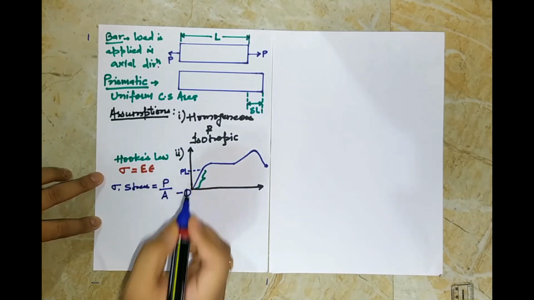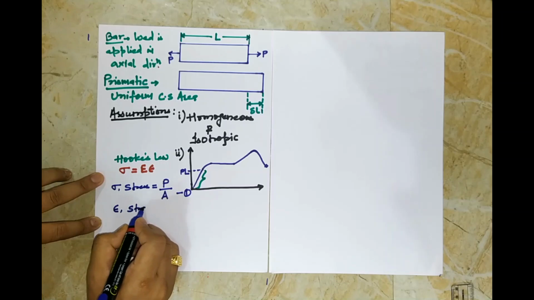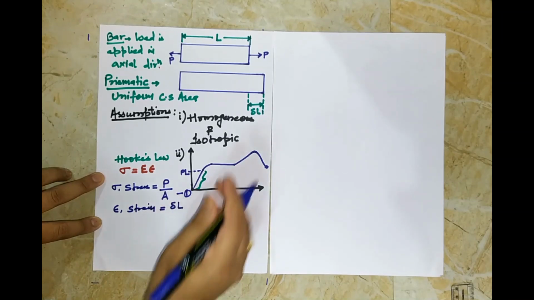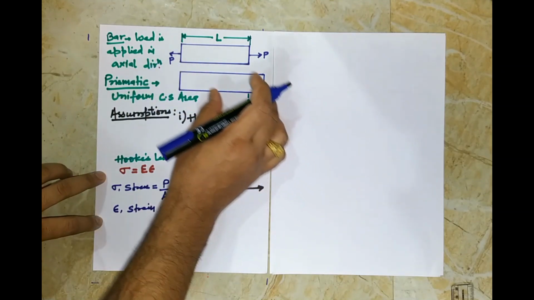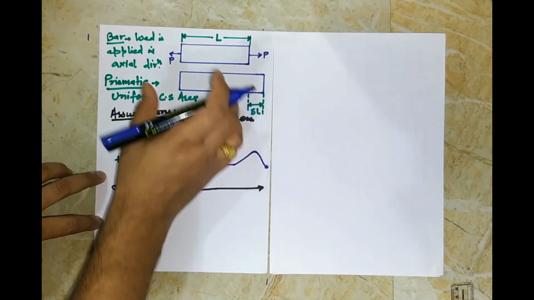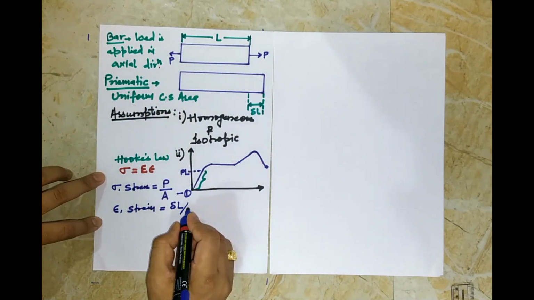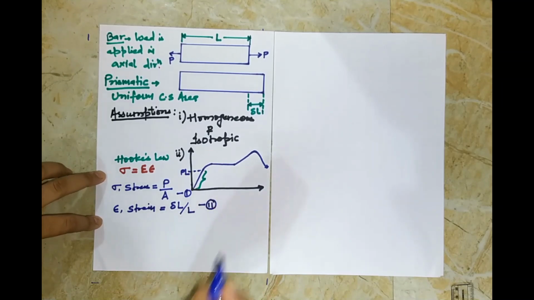Let us take it as 1. Now strain, which is denoted by epsilon, is equal to the change in length. We can see that the prismatic bar is elongated due to the application of load P along its axis. So the change in length divided by the original length of this prismatic bar is taken as the strain. Let us take it as 2.